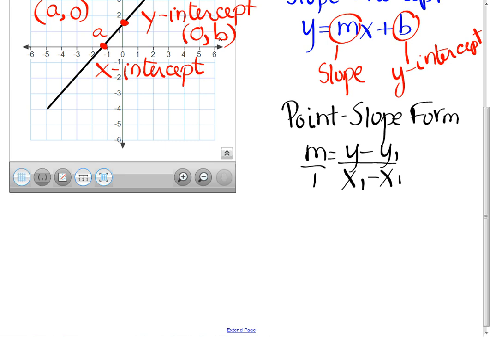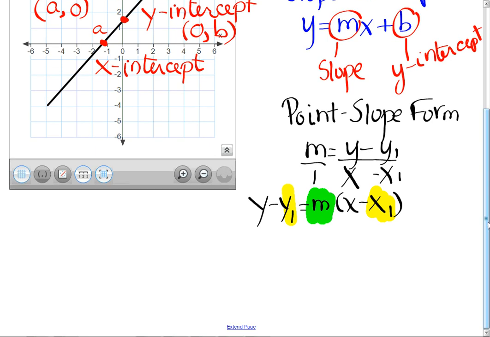And then what do we do with that? We cross multiply. So here's the formula. Y minus y1 equals the slope times x minus x1. Oops, I didn't want x1 there. Sorry. X minus x1. And I'll highlight the numbers you put in here. That's the y coordinate. That's the x coordinate. And this is the slope. So all those colors are the numbers you're going to put in there.